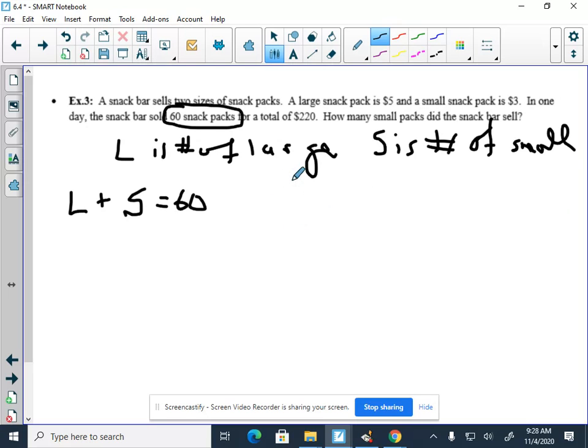But now they charge different. The large costs more. So here's the other equation. Now I'm going to write them here, one on the left, one on the right. They charge $5 for a large snack pack, plus they charge $3 for a small, and that will equal the total money spent, $220.